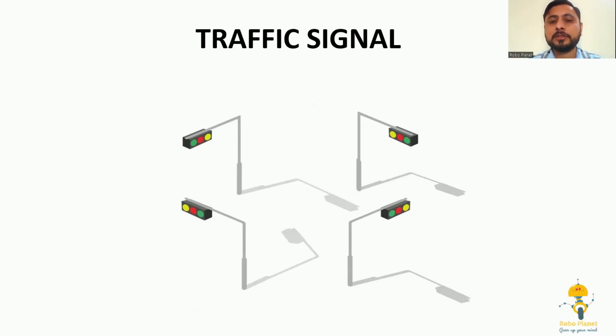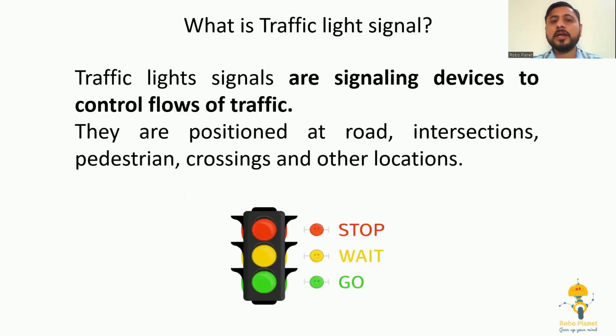This is the system which is placed on roads. Okay, a 4-way traffic signal. This is the picture, and the lights are red, yellow, and green, right? What is a traffic light signal? Traffic light signals are signaling devices. They provide signals to control the flow of traffic. They are positioned at roads, intersections, pedestrian crossings, and other locations.